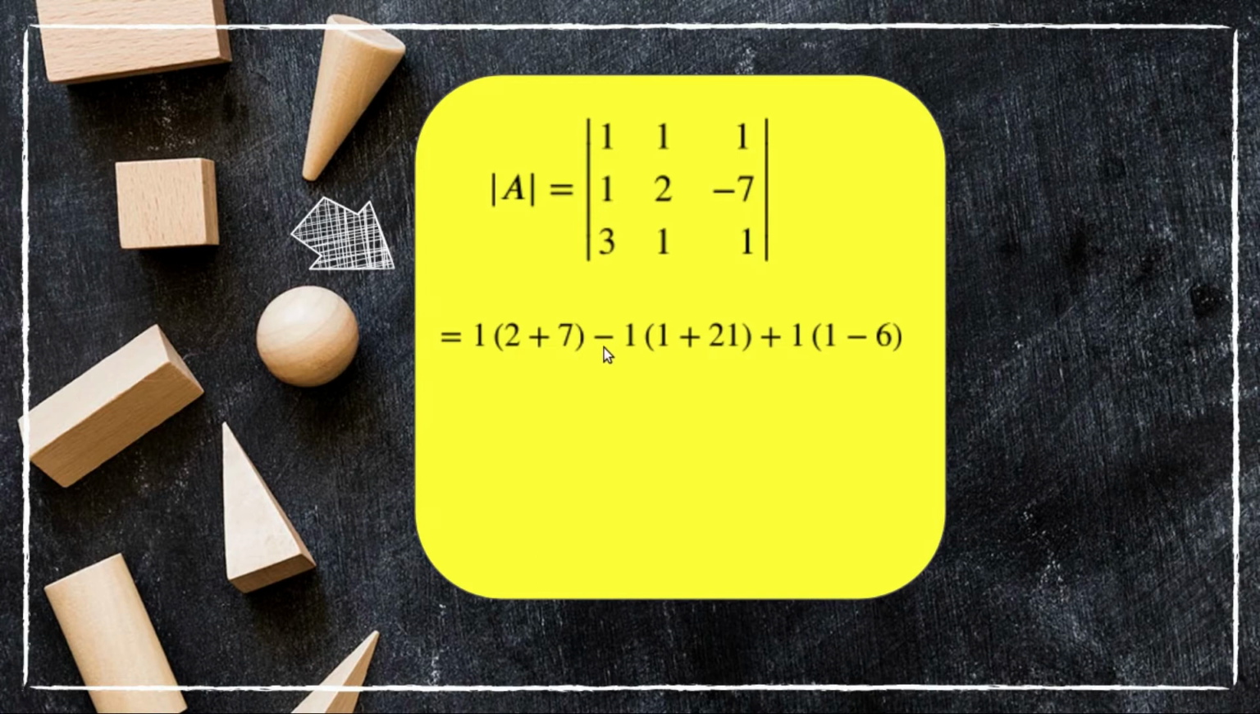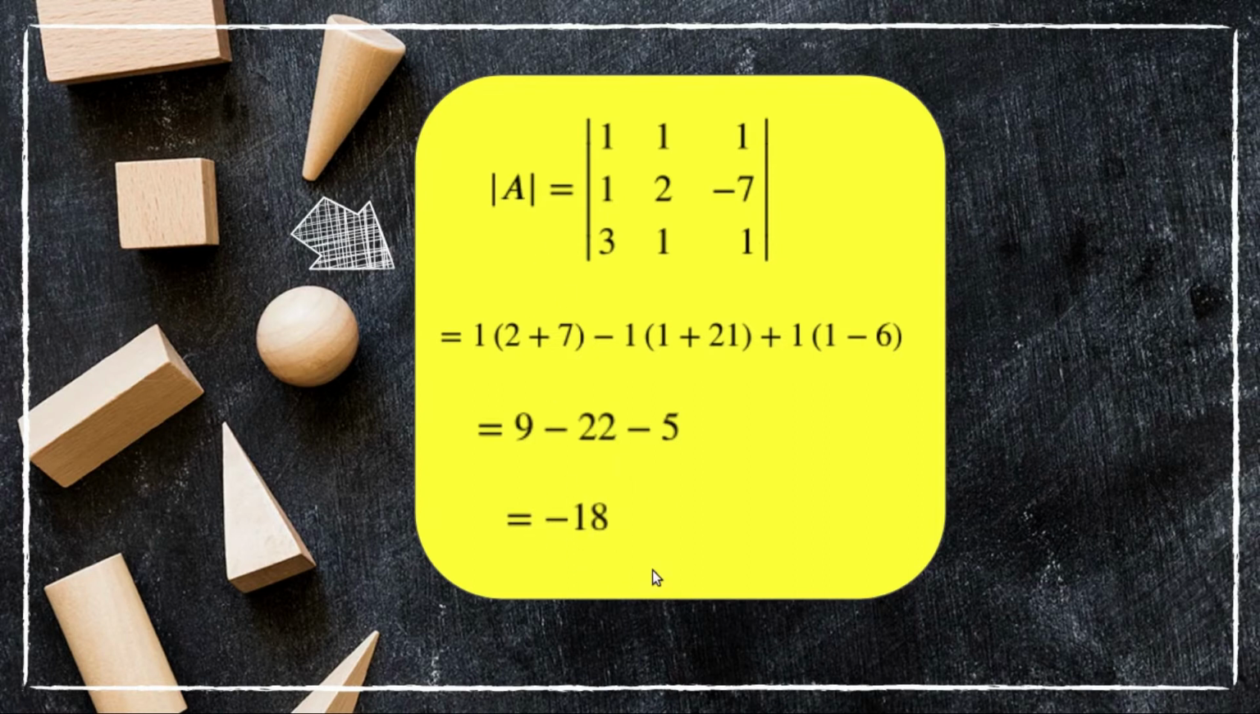Minus, the second term is negative, so minus 1 into, eliminate first row second column, determinant 1, minus 7, 3, 1. 1 into 1 is 1 plus 3 into 7 is 21, 1 minus minus 21, that is 1 plus 21. Now the third element is 1, the third term is positive, so plus 1 into determinant 1, 2, 3, 1: 1 into 1 is 1 minus 3 into 2 is 6. Now 2 plus 7 is 9, 1 into 9 is 9, 1 plus 21 is 22, 1 into 22 is 22, so minus 22, 1 minus 6 is minus 5, so 1 into minus 5 is minus 5.